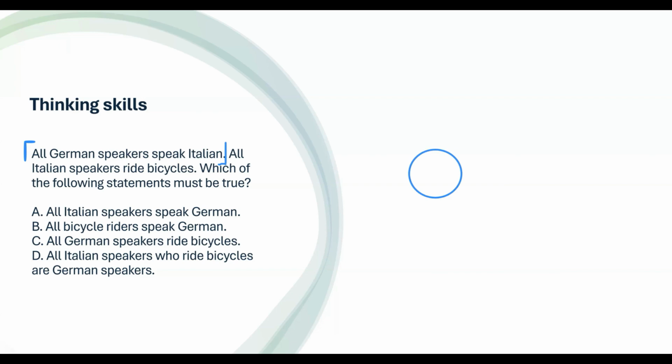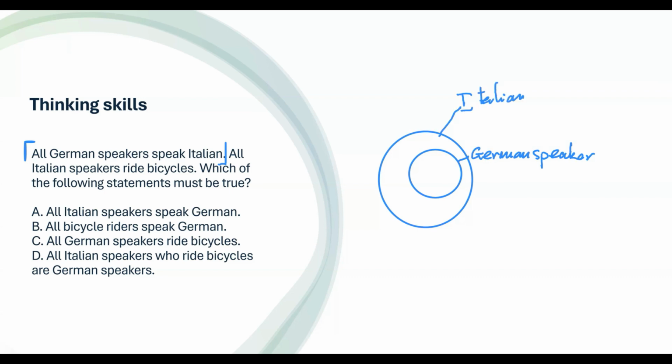Now this set, we have the German speakers. Now all of them speak Italian, but some who speak Italian don't speak German. So that means that the set of Italian speakers is going to be bigger. This is a superset. It's actually outside. So that is Italian speakers.